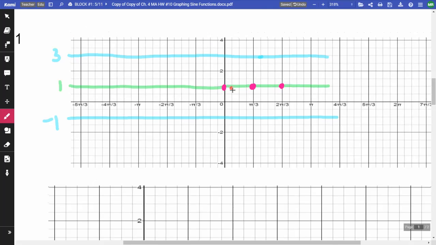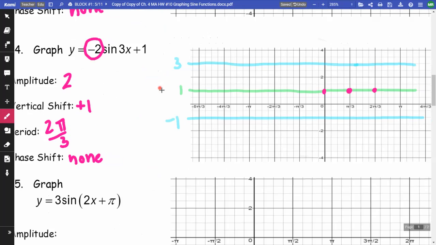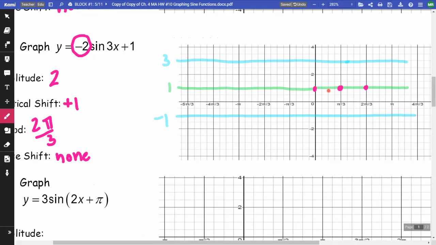And so because of this negative here, I'm going to be going down first. Okay, so I'm going to be going down here, down 2. And then here, halfway between these, I'm going to be going up 2. And then I'm going to connect this. And I end up getting this as my sine graph.